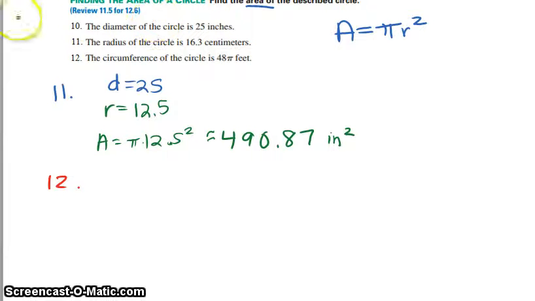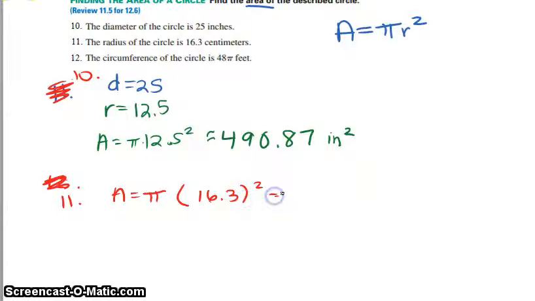In number 12, they actually give, I messed up. That was number 10. In number 11, they actually did give me the radius. This one's really easy. So area is pi r squared. My radius is 16.3. Now I'm getting tired. Can't talk. 16.3 squared and multiply that by pi, and I get approximately 834.69 centimeters squared.